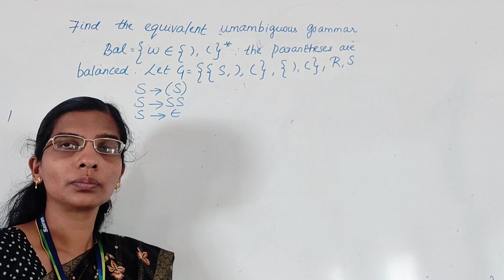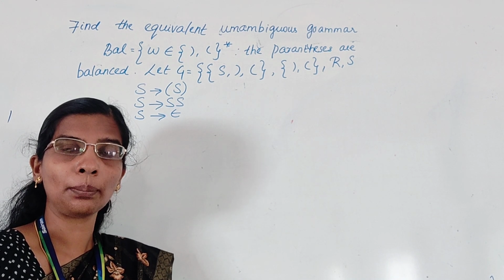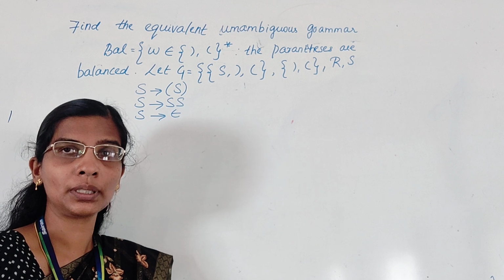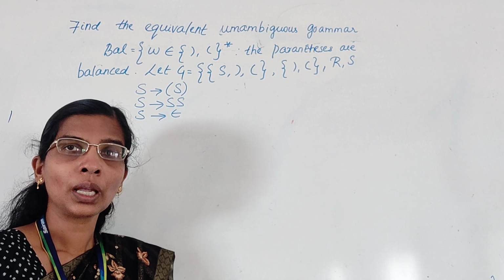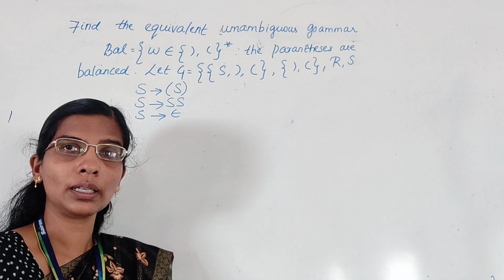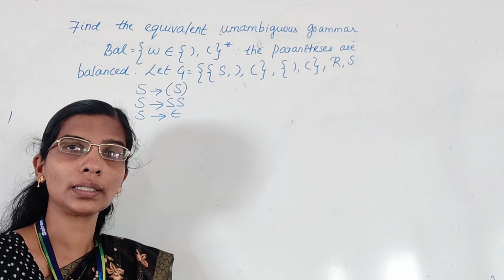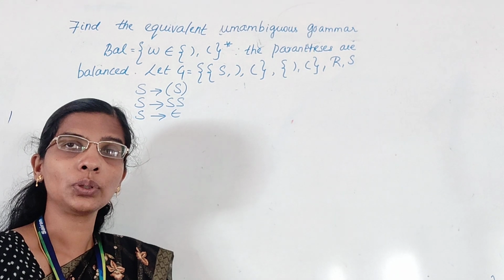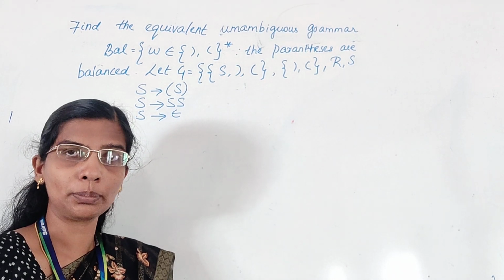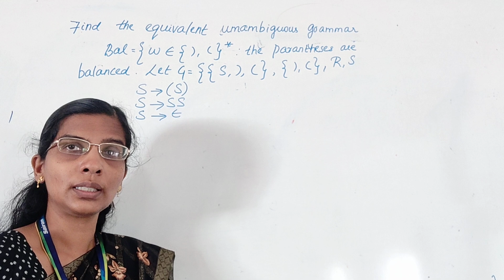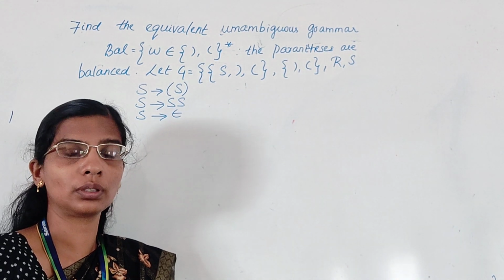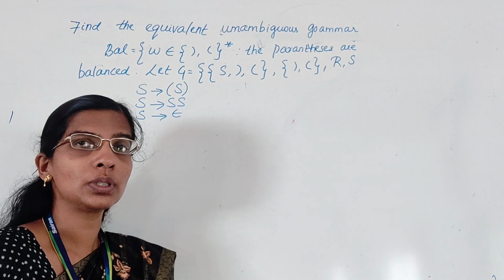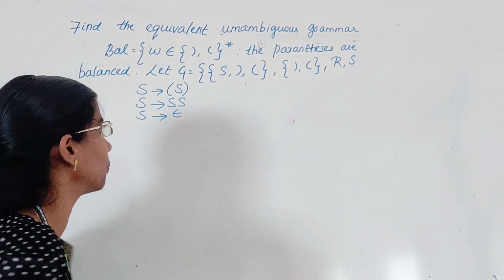You know, to find the equivalent unambiguous grammar, there are three steps. The first step is to eliminate the epsilon production. While eliminating the epsilon production, if I get my start symbol as a nullable variable, I have to include at most one epsilon. And the third step is to eliminate the recursive rules. So, coming to step 1, eliminating epsilon production.